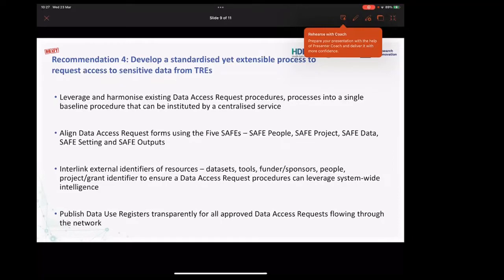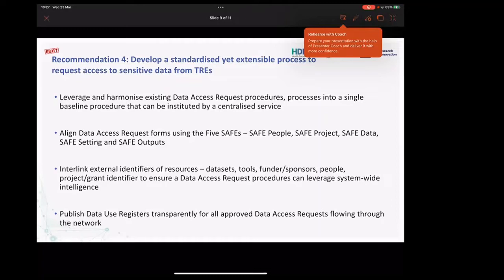So I want to hasten to add, this is not about harmonizing the underlying governance process of determining if that research project is good or not. This is about just requesting access to the data, the superficial part of allowing researchers a simplified route.